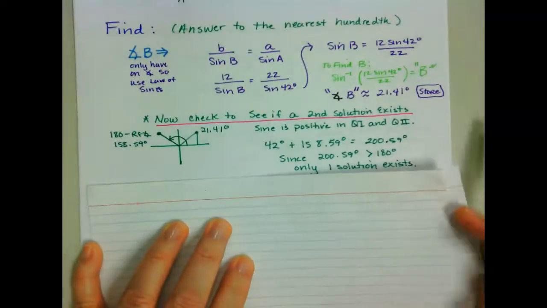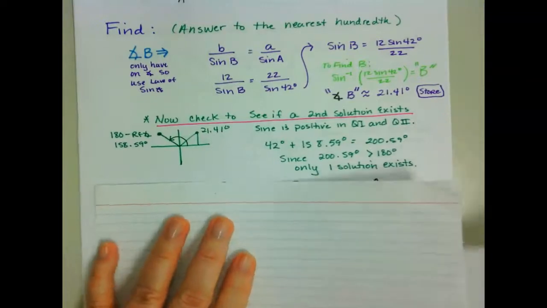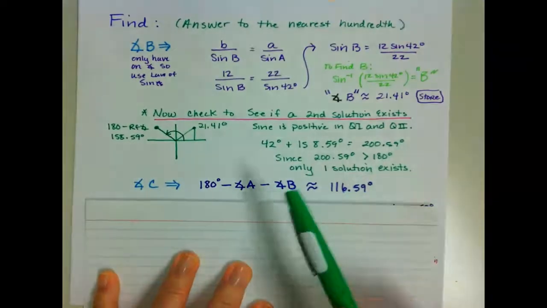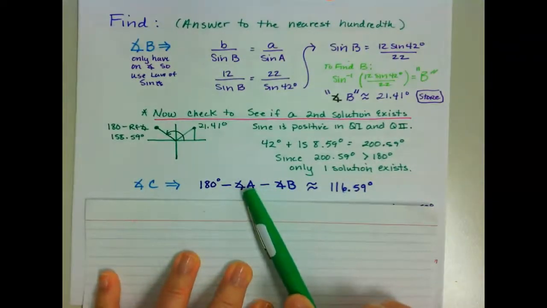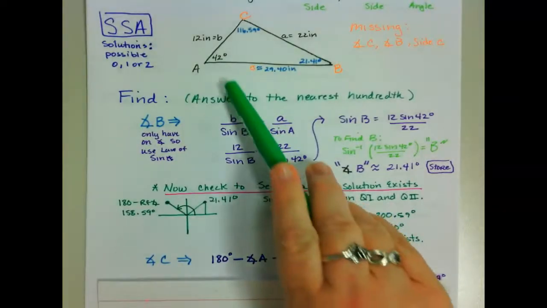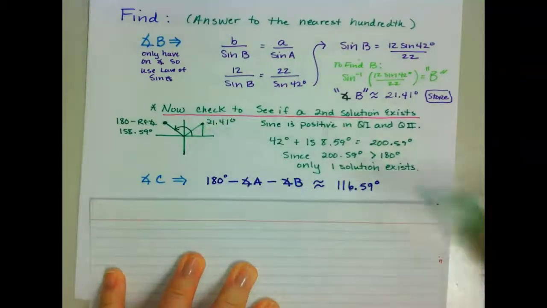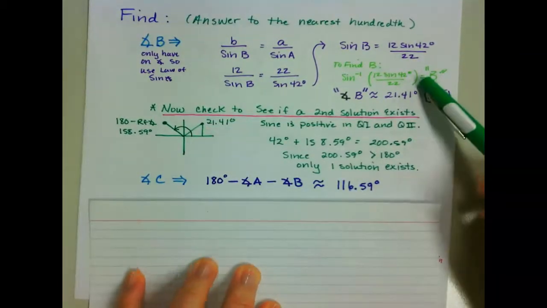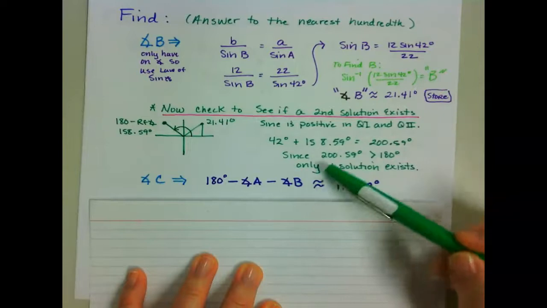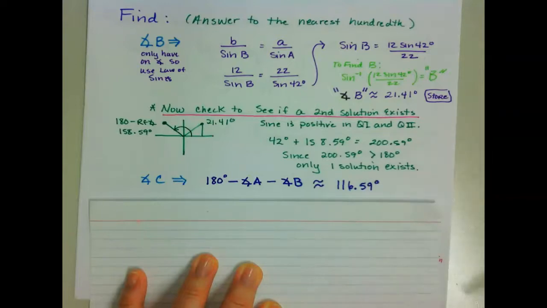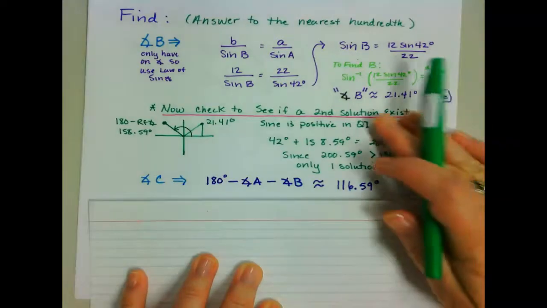Okay? So remember, we need to find angle C and side c. To find angle C, I take 180 degrees, I subtract angle A, which was this one in the problem right here, and then I subtract angle B, which is this one in the first quadrant that we just calculated. That's why I went ahead and stored it at this point, so I had that there. So I can do 180 minus 42 minus B, and that gives me approximately 116.59 degrees.